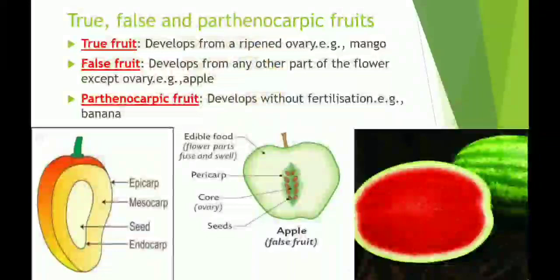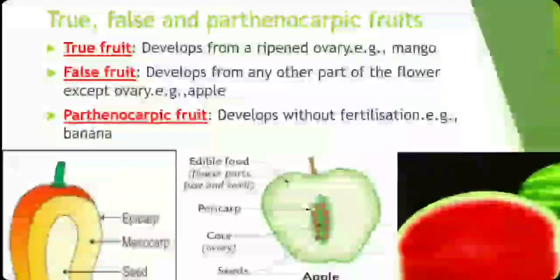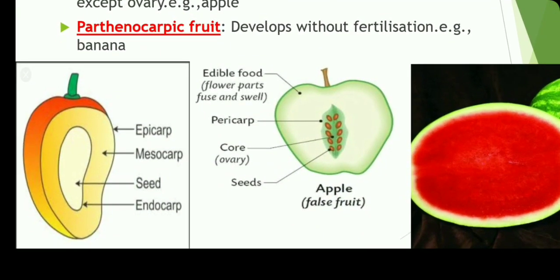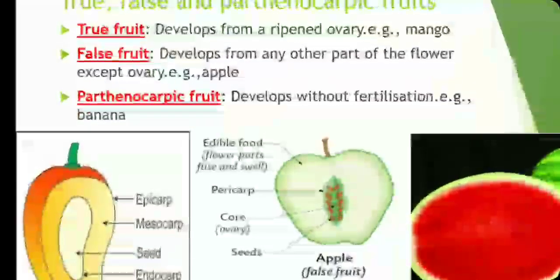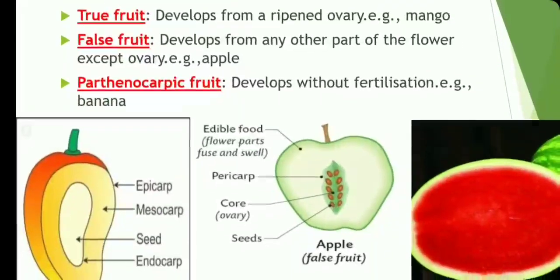There are different types of fruits: true fruits, false fruits, and parthenocarpic fruits. Students, you never think that fruits can be true or false, but let us find out how. True fruits, like what we have discussed, have the endocarp, mesocarp, and epicarp. This type of fruit is called a true fruit. An example is the mango here. You can see the endocarp, mesocarp, and epicarp, and the seed is inside. So this is an example of a true fruit.